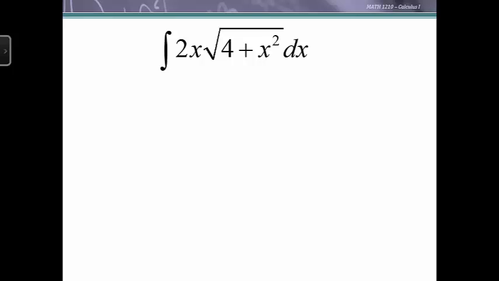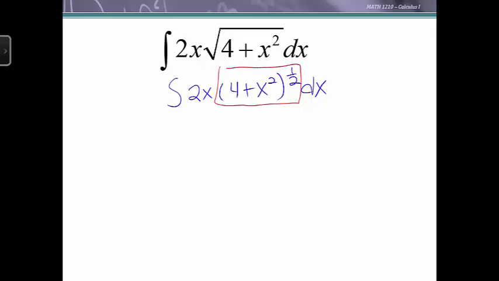So in order to think about that, let's first of all rewrite this. I'm going to rewrite the radical as a rational exponent. So I'm going to have that quantity to the 1/2 power. And then we're going to think about what happens when we differentiate. I'm going to take the more complicated function here, the radical. Now we know if we had been taking a derivative and we got this piece, there would have been 1 higher power. So this would have been 4 plus x squared to the 1 higher power, and this would have been 3/2, but we need the reciprocal of that power.